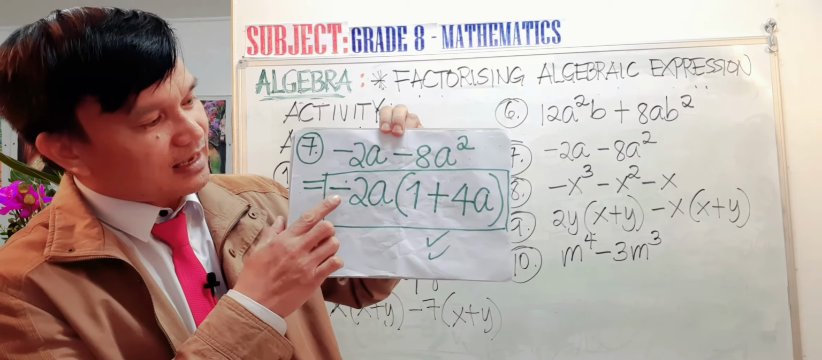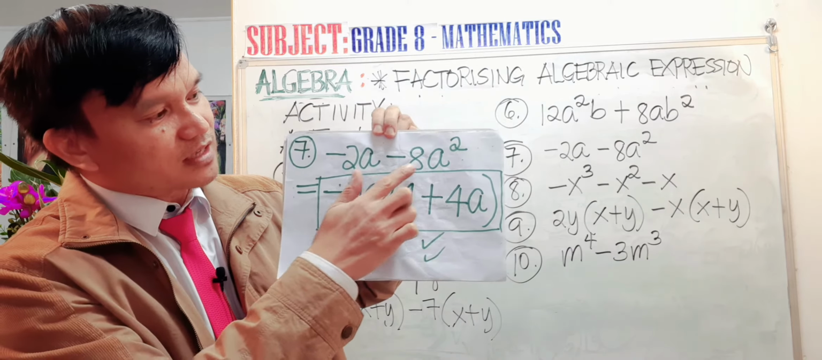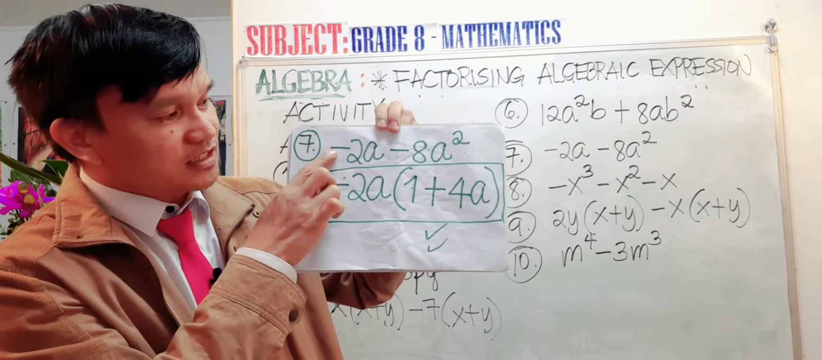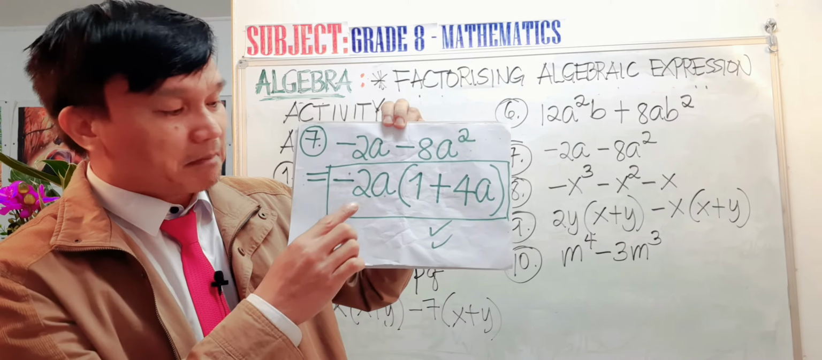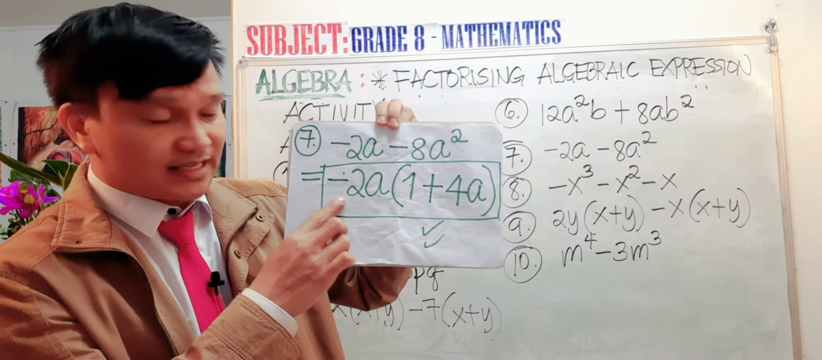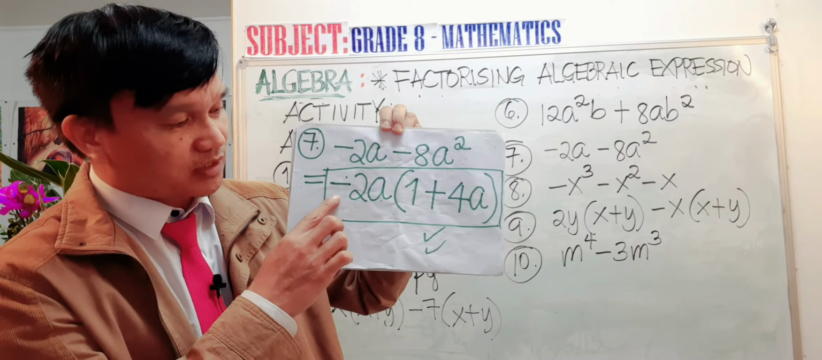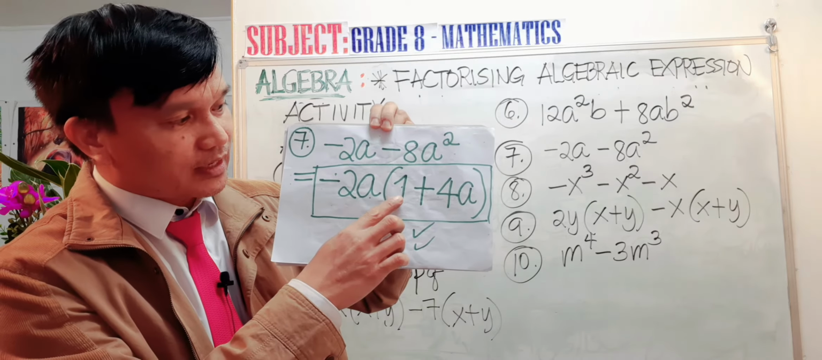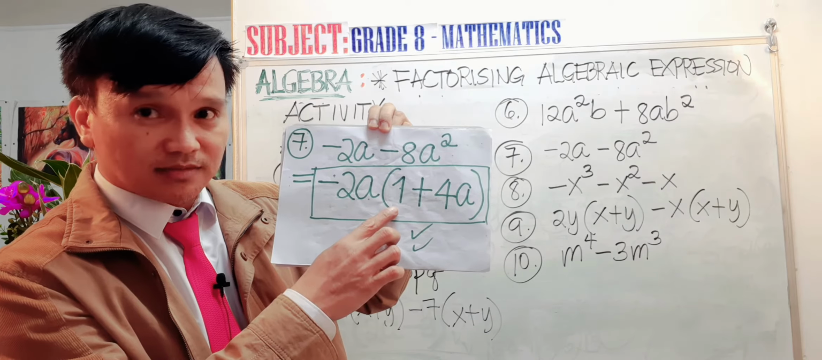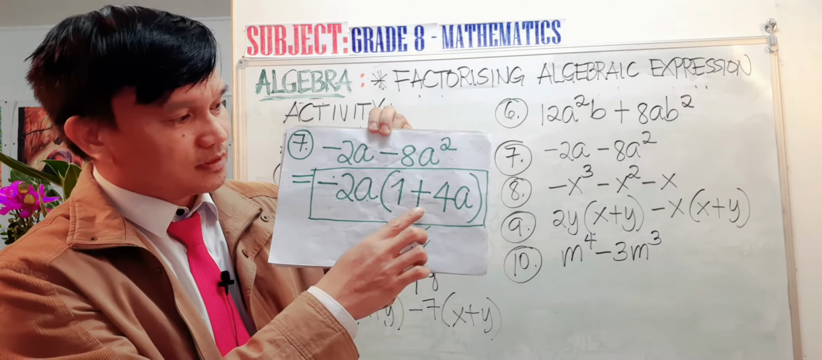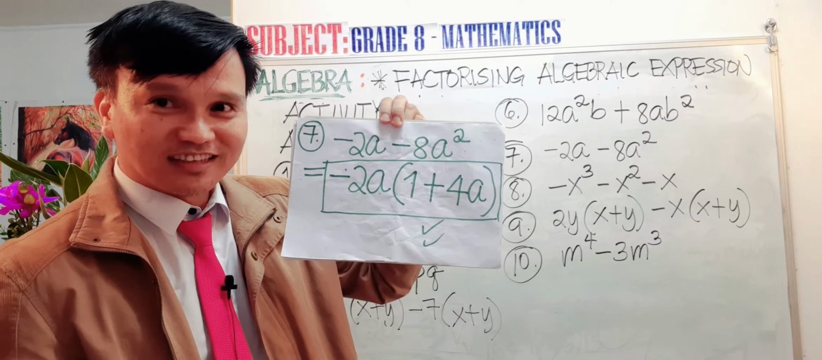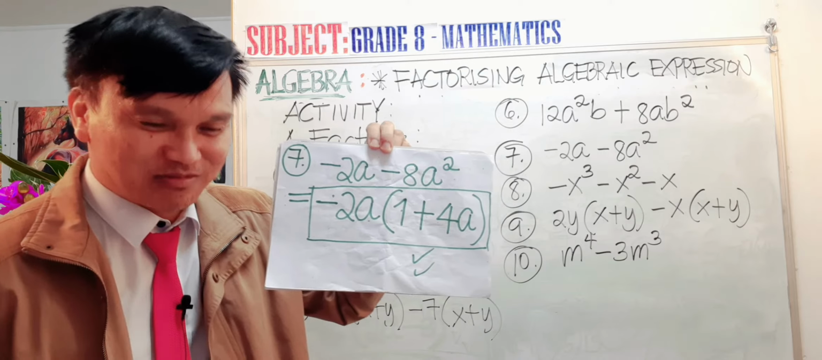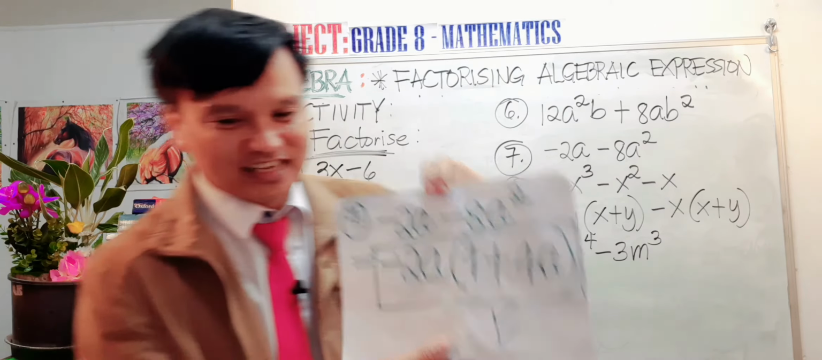You notice that with negative 2a minus 8a squared, when you are going to factorize, the negative sign of our first term must also be taken out in our factored form, so that we come up with a positive sign inside: 1 plus 4a. Check your work for question number 7. So that's the 7.